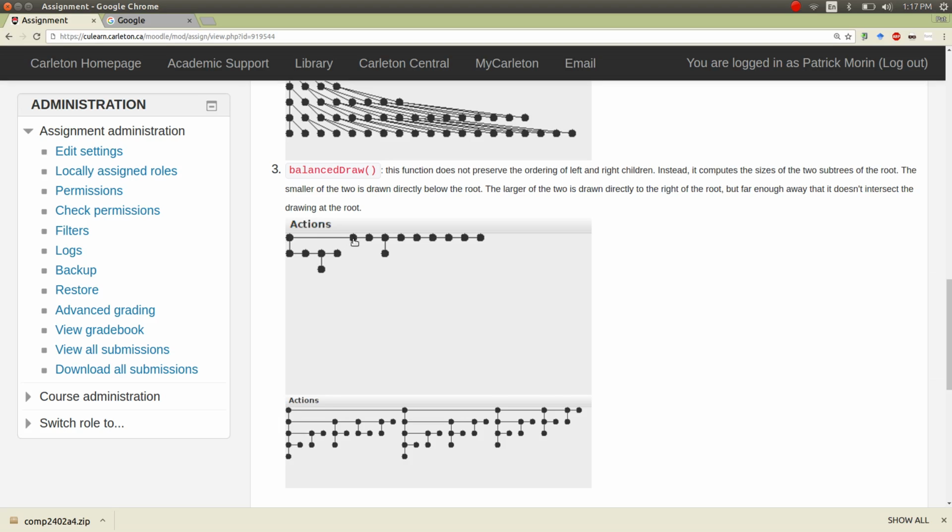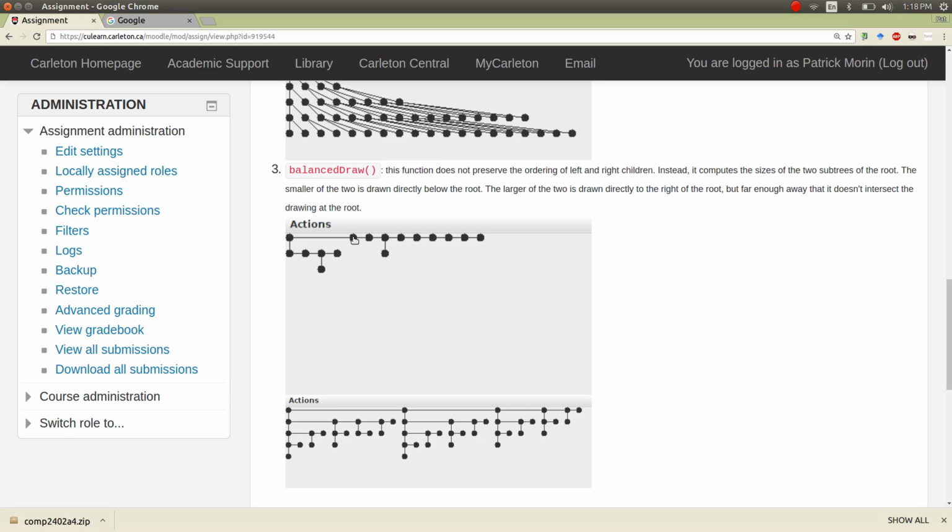So that's not the same as the number of nodes in this subtree. You can't calculate it by counting the number of nodes in this subtree. You really have to draw the whole subtree first, keep track of the largest x-coordinate that you used in that drawing, and then you can draw the right subtree, and you draw it starting there, recursively.